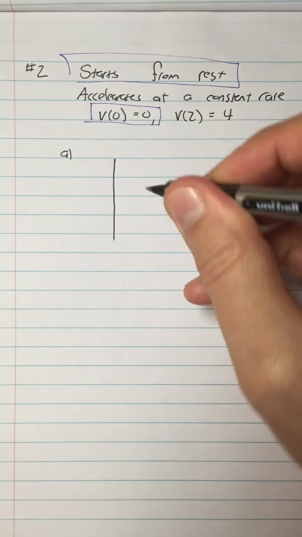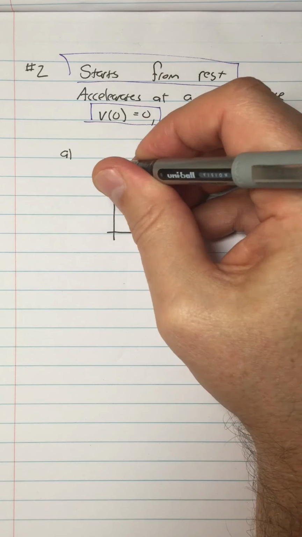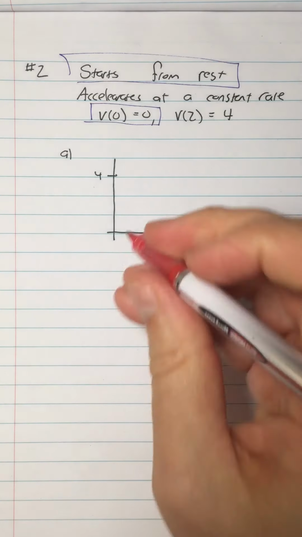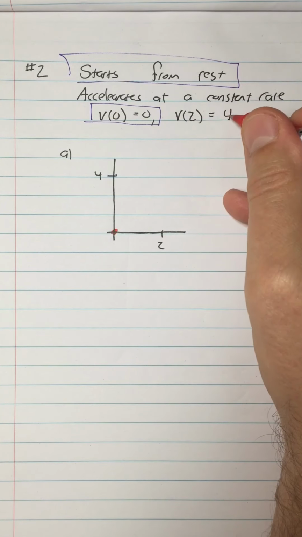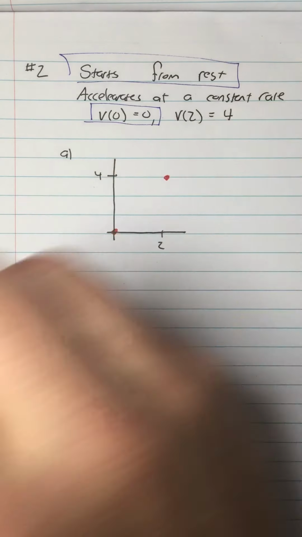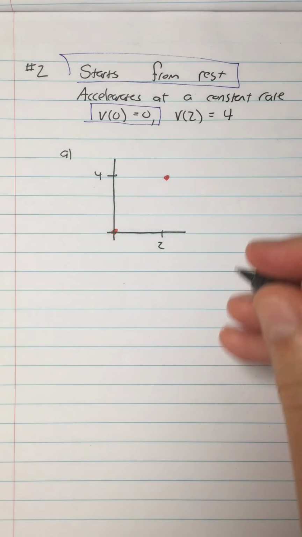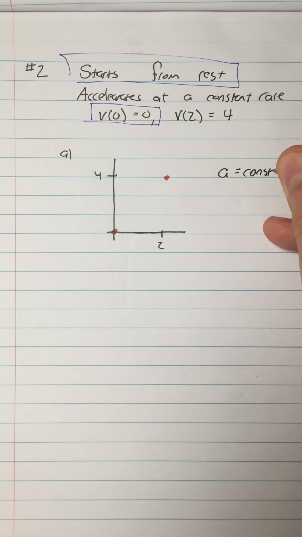So for our part A, we're going to make a sketch of the velocity curve. So here's 2 and here's 4. So starting from rest means this time the acceleration does start at 0. And we know that v of 2 equals 4. And then it accelerates at a constant rate. So, you know, we can think of what that means a little bit, that the acceleration is constant.